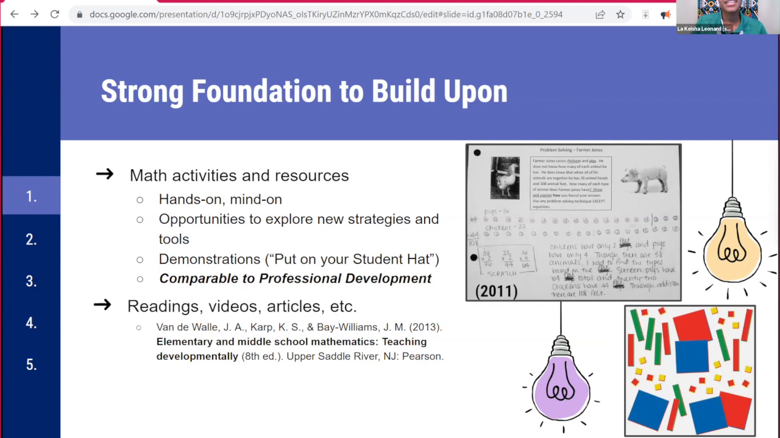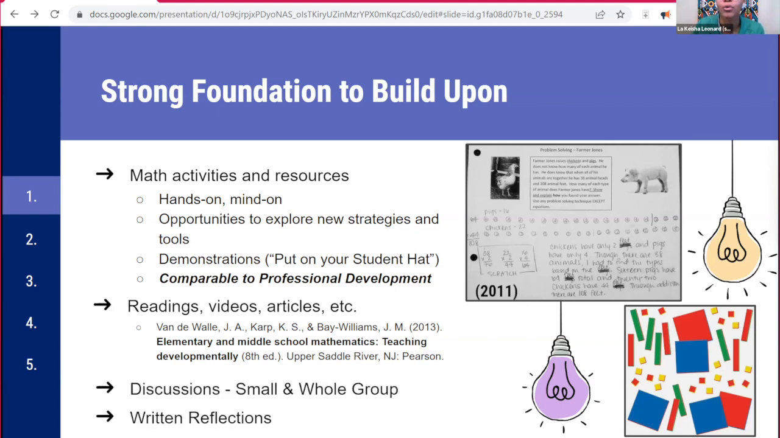So one of the consistent texts that I saw over the years is this one right here. So elementary and middle school mathematics, teaching developmentally. There is a chapter in that textbook that talks about exploring what it means to know and do math. And so in all of the versions of this course, that was kind of a launching point before they really got into the actual concepts. And then, of course, discussions, small group, whole group, and actually quite a bit of writing reflection.